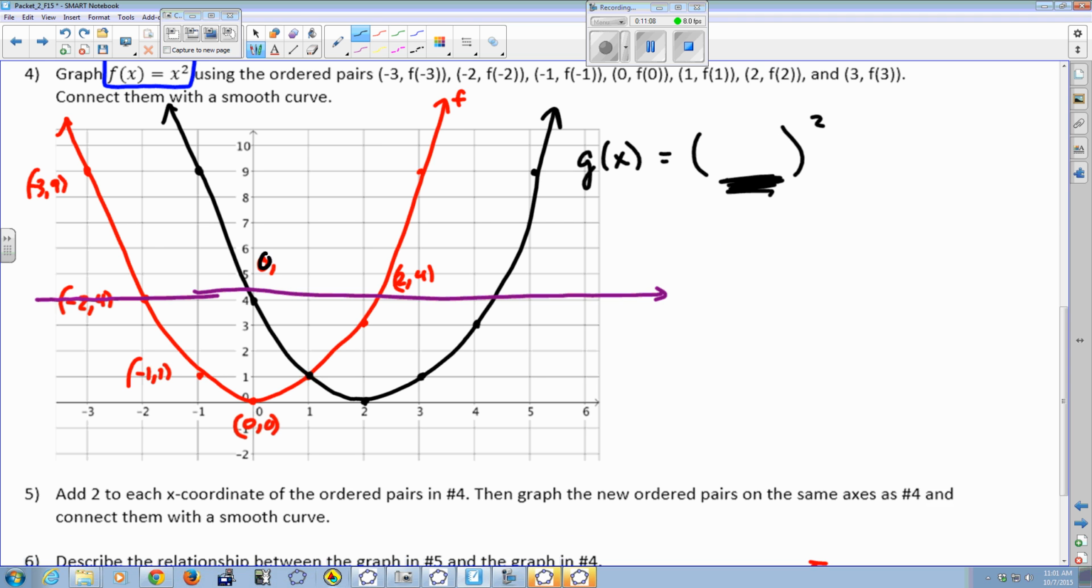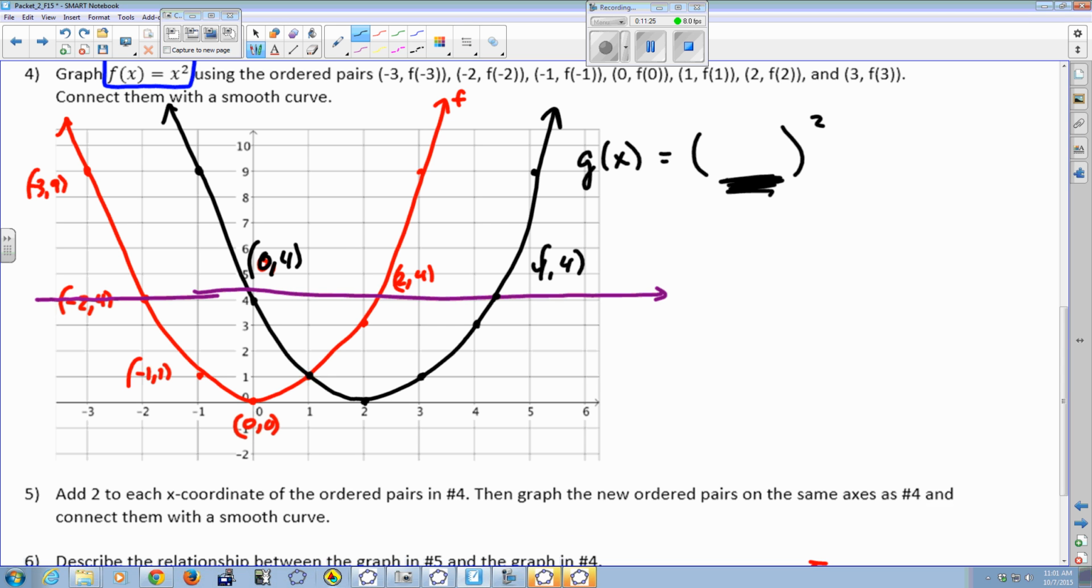Black. My y values remain the same. It's my x values that have changed. So when you compare these two points, you're at the same height above the x-axis, and what do you notice? That you've moved to the right 2 units.